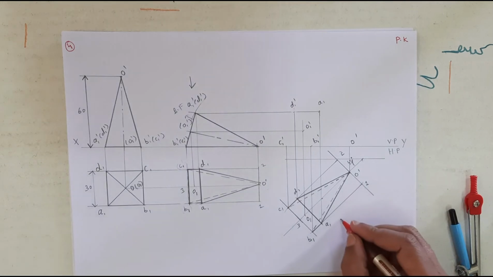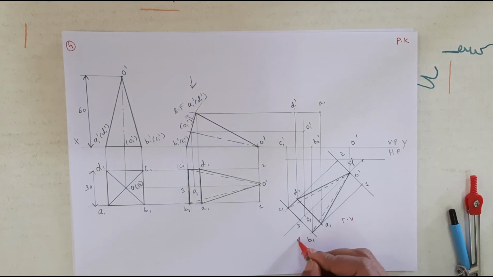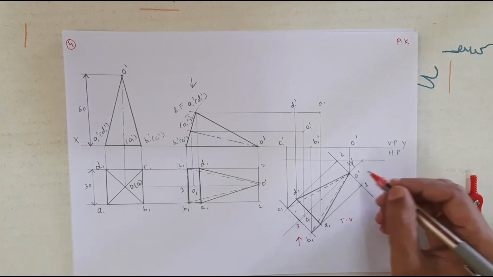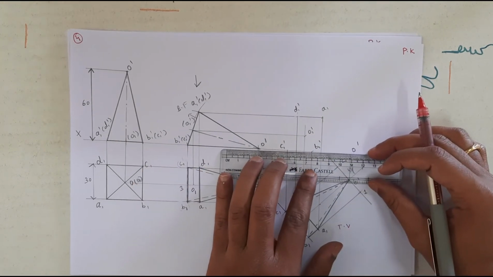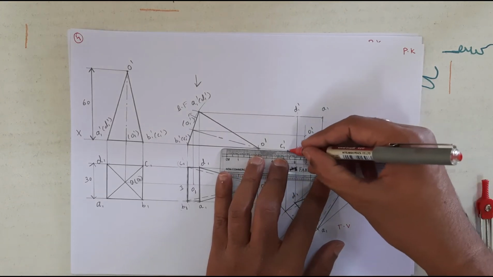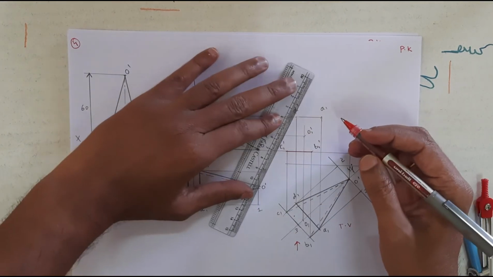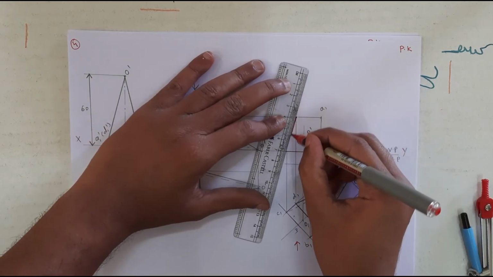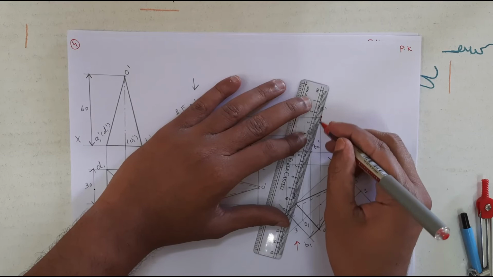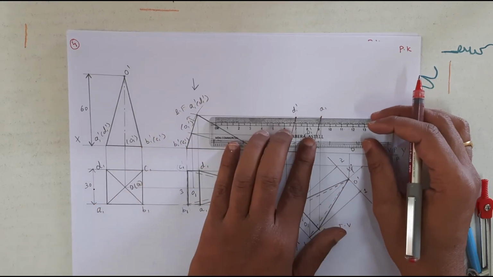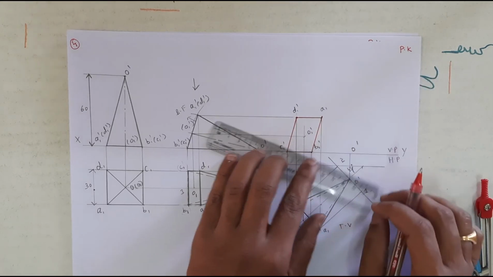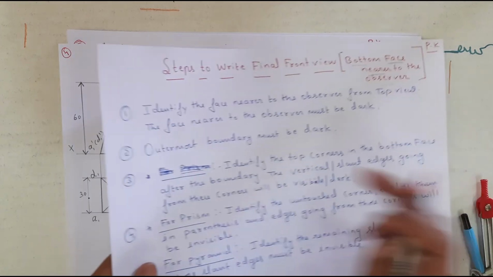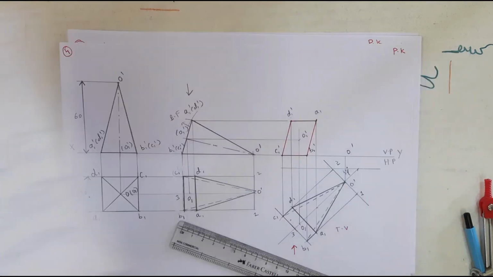See, from the top view, this is the top view. Identify the face nearer to the observer. This is the bottom face and this one is the apex. So which one is nearer? The bottom face is nearer to the observer. Hence the bottom face must be dark. Next, step number 2, outermost boundary must be dark.